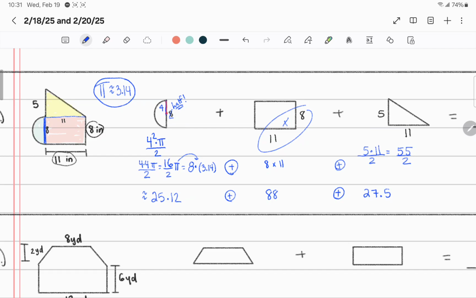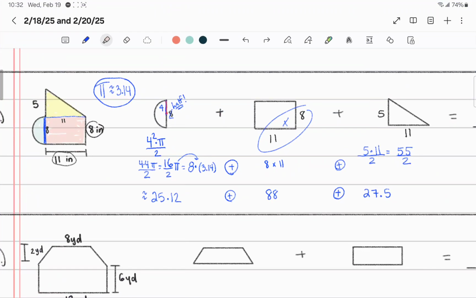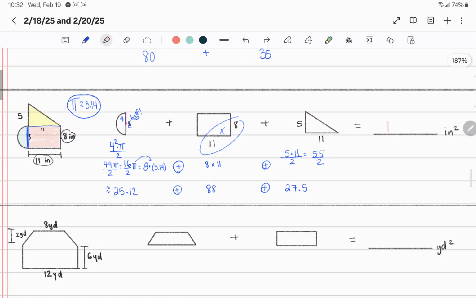And then we're going to add all 3 of these numbers, because remember, it's 3 different shapes that we're doing. So 25.12, 88, and what was the other one? 27.5. So that's 140.62.